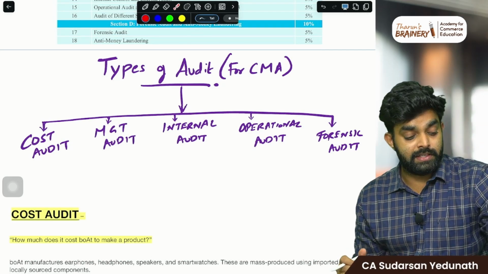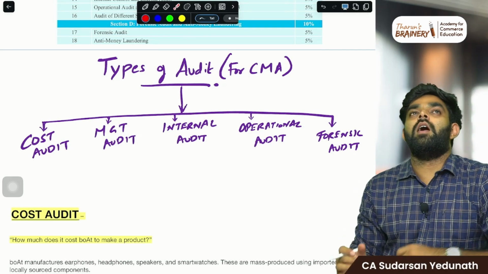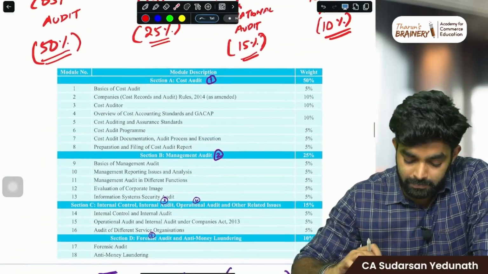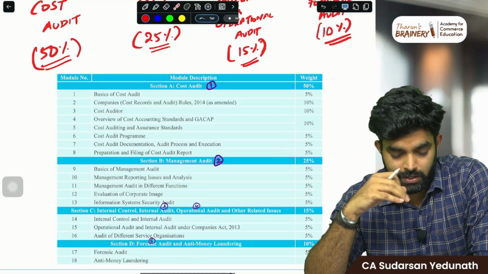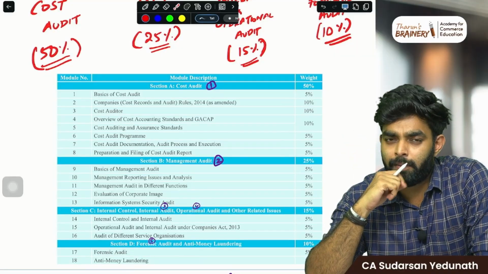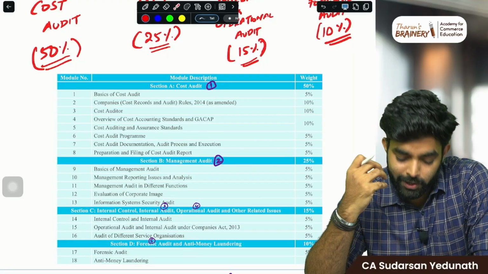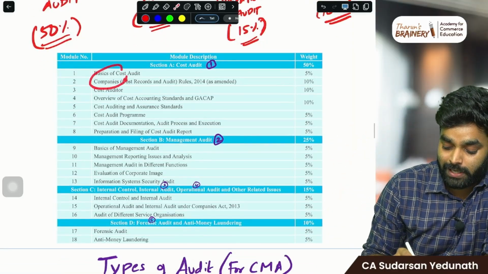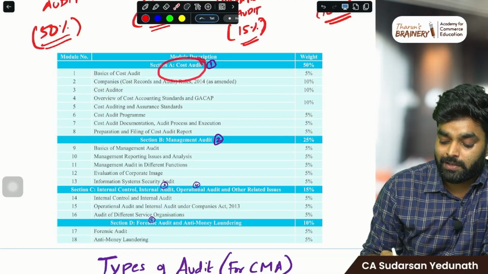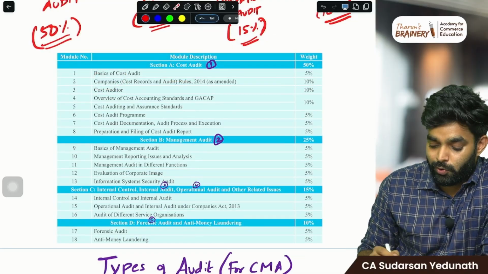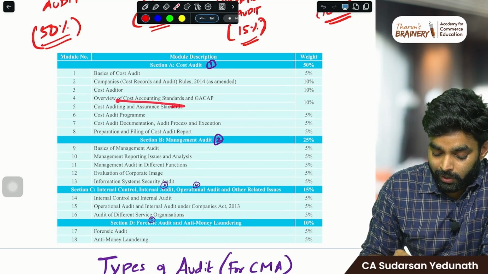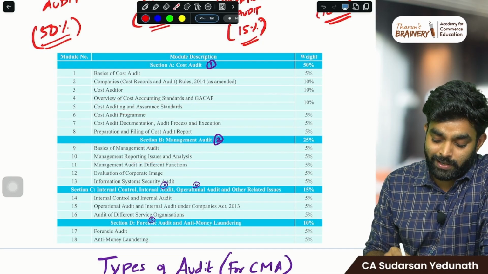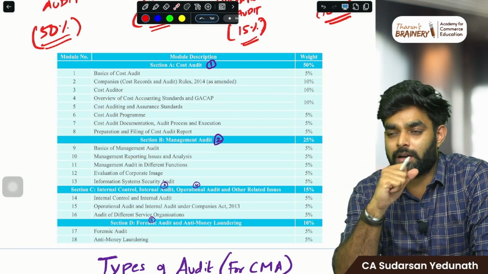So today, before we jump on to teaching, I thought of giving you an idea about what you mean by cost audit. I was thinking about whether I should take one or two chapters, because costing, anyway you have studied till now, so you know about costing. So I was planning to take some cost auditing and assurance standards or cost audit program, or at least one chapter, like a demo video below 1 hour.